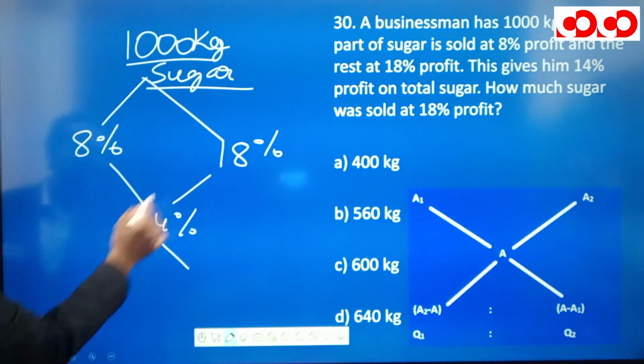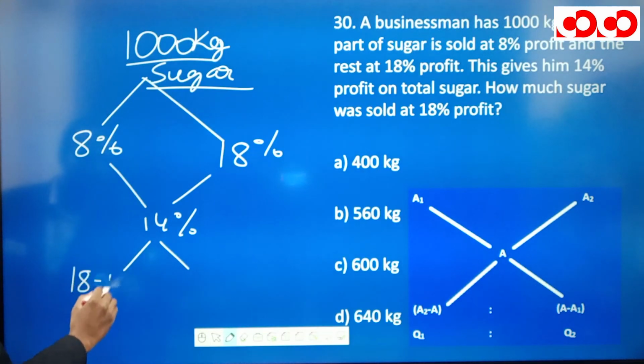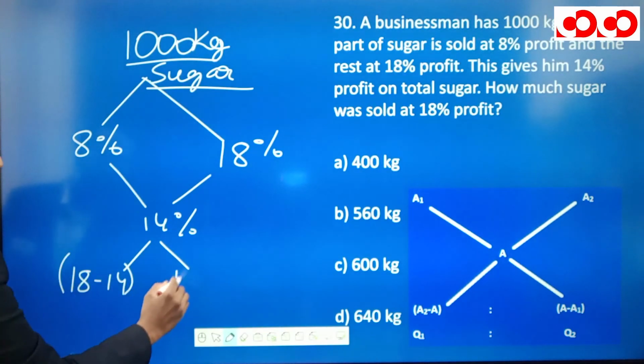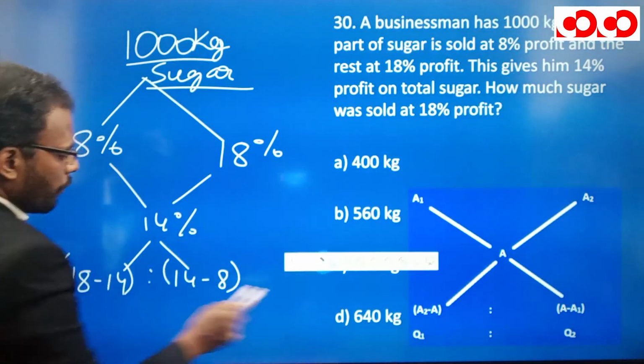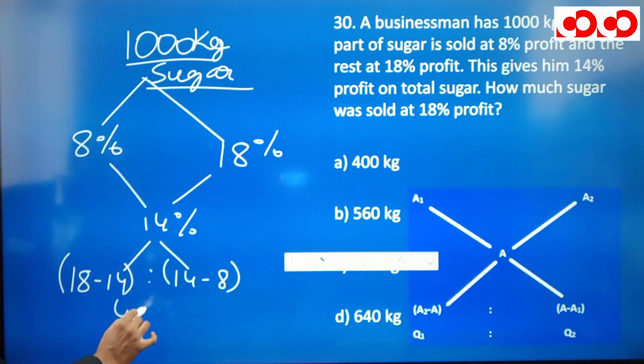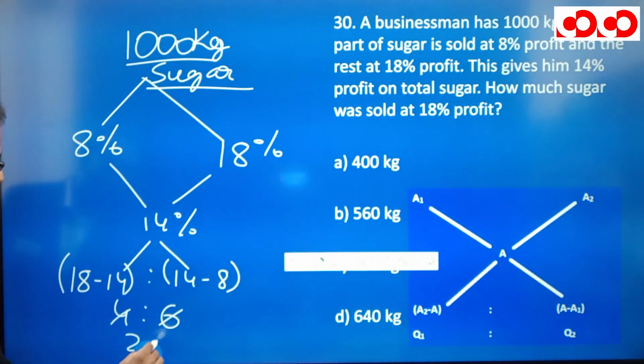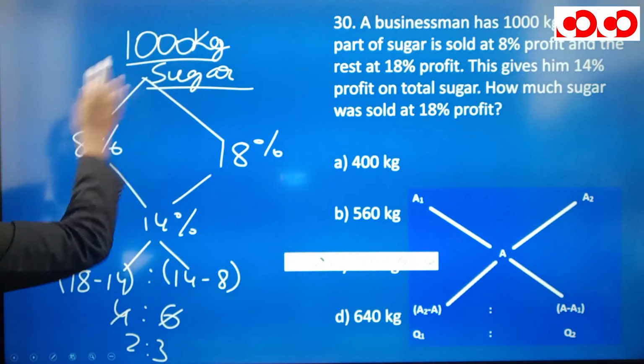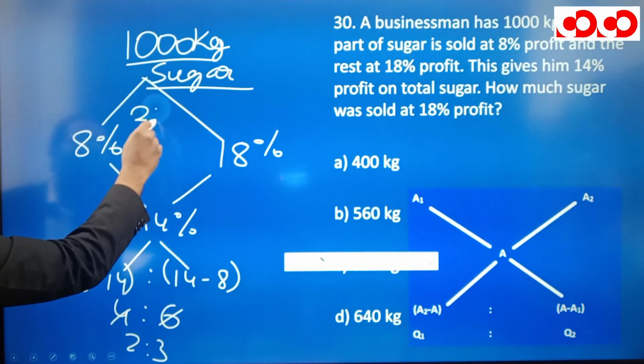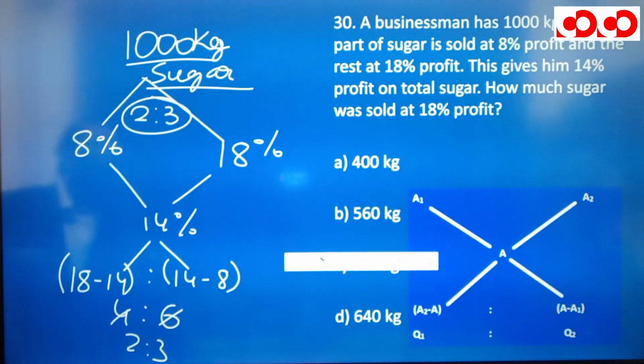Now if I apply alligation, you will write here 18 minus 14. And over there you are going to write 14 minus 8, right? So what will be the ratio? It will become 4:2. Here it will become 6. So the ratio is 2:3. Means this 1000 kg was separated in 2:3 ratio.